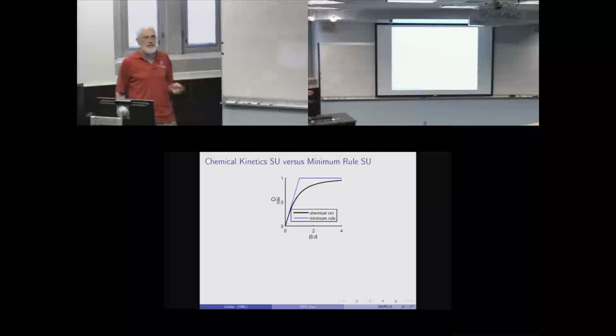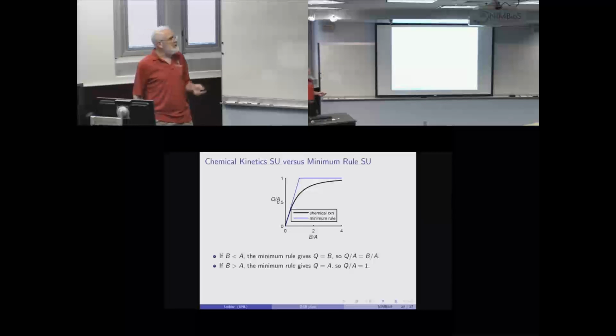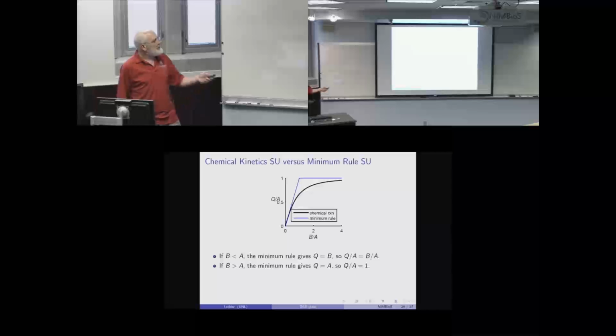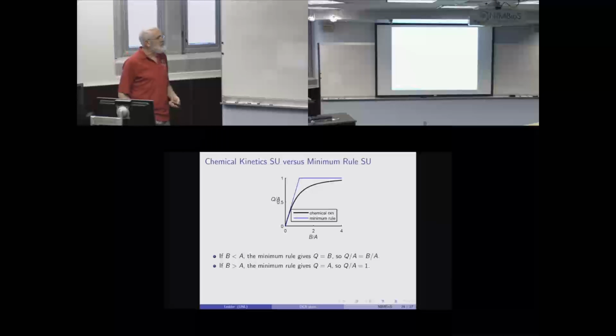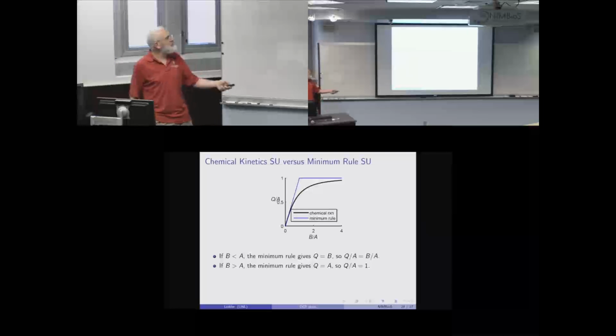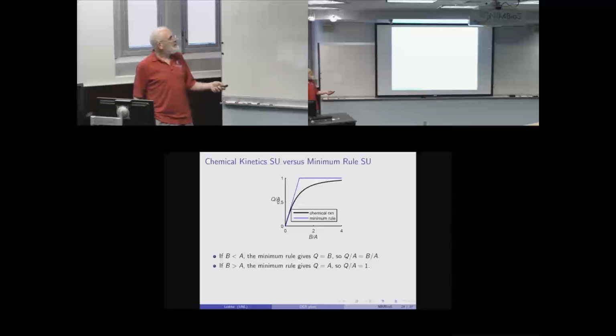Again, let's not worry about the mathematics, but let's think about how this synthesizing unit will function. So for the minimum rule, if B is less than A, the minimum rule says you choose the smaller one, which is B. So as long as B over A is less than 1, then Q over A is equal to B over A, so the minimum rule gives that line. If B is bigger than A, then the minimum rule gives Q equals A, so Q over A equals 1. So that's why the minimum rule graph looks like this. That's the graph that we've been using for how Q over A compares to B over A, whereas the chemical kinetic synthesizing unit, or co-limitation synthesizing unit, gives this.